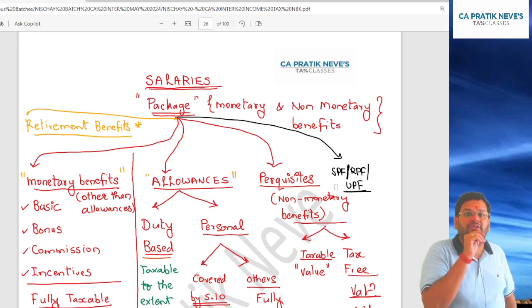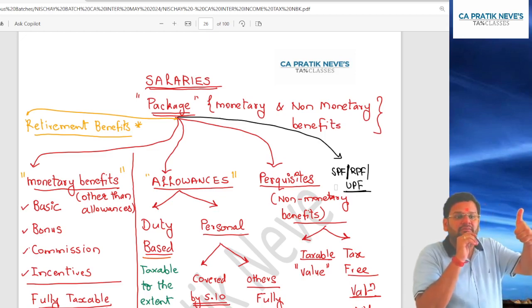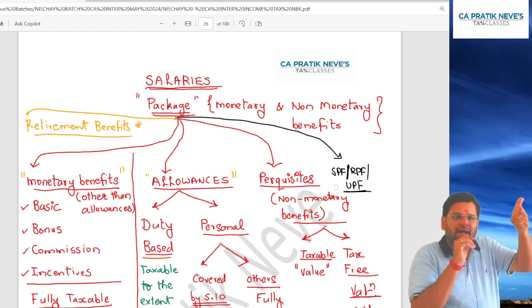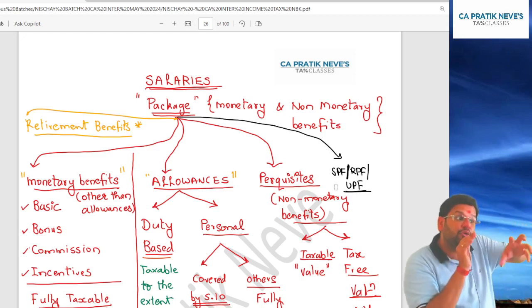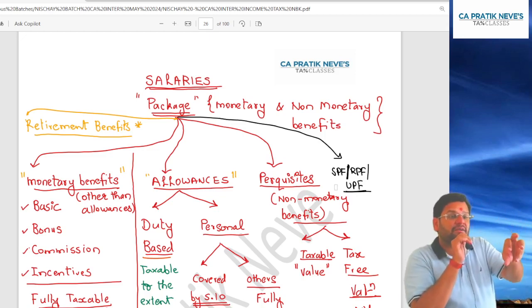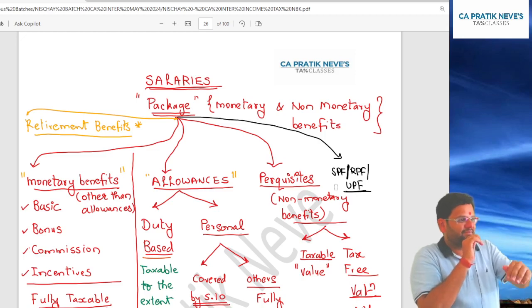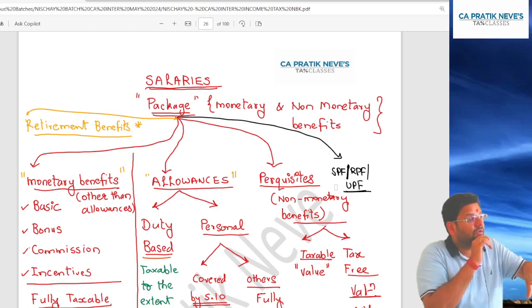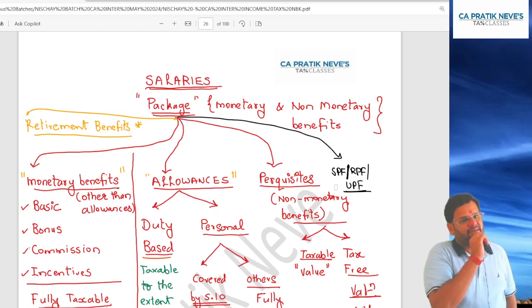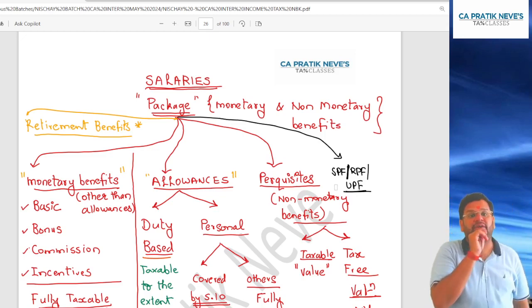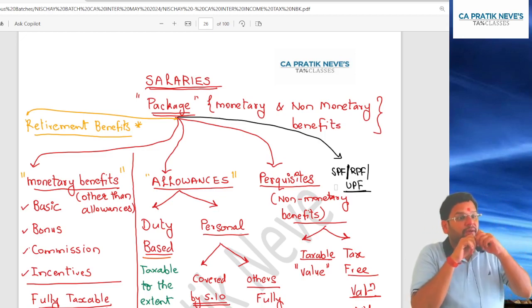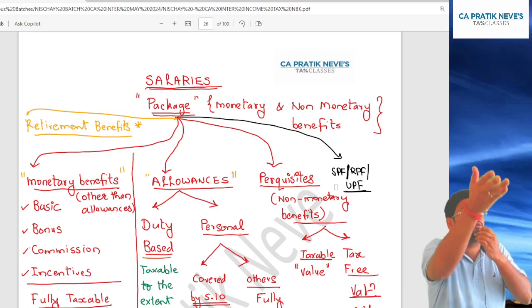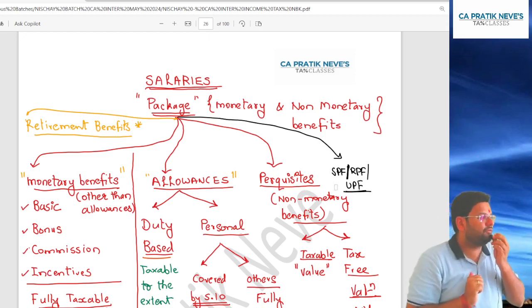In short, your gross taxable salary will include monetary benefits, allowances, perquisites, value of perquisites, and exemption for allowances will be subtracted, and only the final amount will be taxed. Monetary benefits will become fully taxable, allowances will get partial exemption, perquisites will be valued, and that value will become taxable. Apart from that, you will get some provident fund. The employer contributes to your PF for your future. So that also can become a benefit.